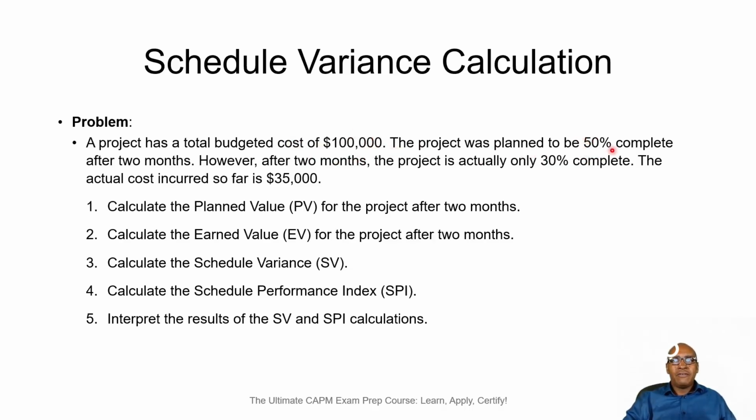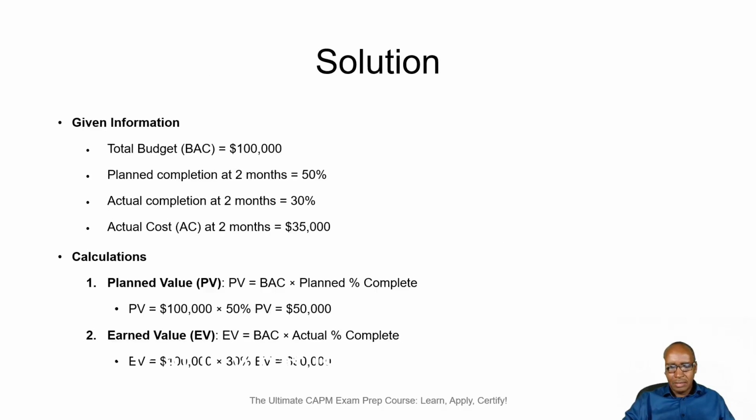Our planned rate of completion after 2 months was supposed to be 50% complete. Our actual completion after 2 months was only 30% complete. And the actual cost incurred so far is $35,000. So that is what is stated in the question. Let's look at the solution.